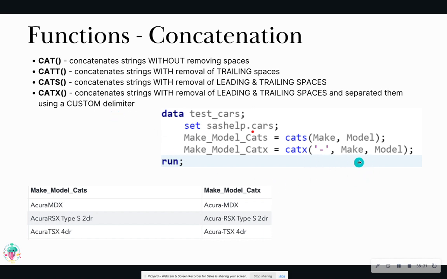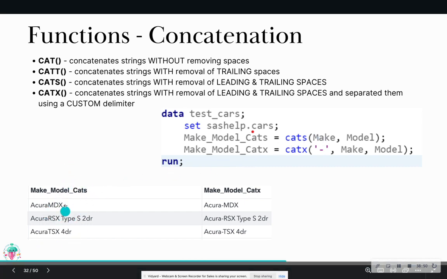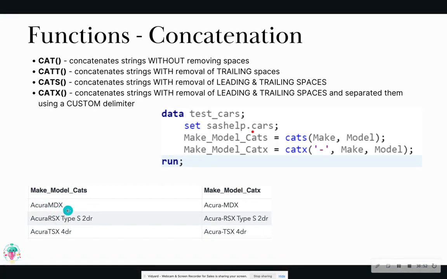So in this example here, I have CatX. I want to combine the make and model, and I want to separate the make and model by a hyphen. So this is very beneficial. And I'm creating a new variable called make underscore model underscore catx. In this case, this is the feature that I created that's just cats, and you see how it's just combining two things. It's squishing it all together. Whereas my catx, I am combining these two things, but now I put in a hyphen there, or I can put a space there, whatever I so desire. So this is concatenation, joining two character columns together.